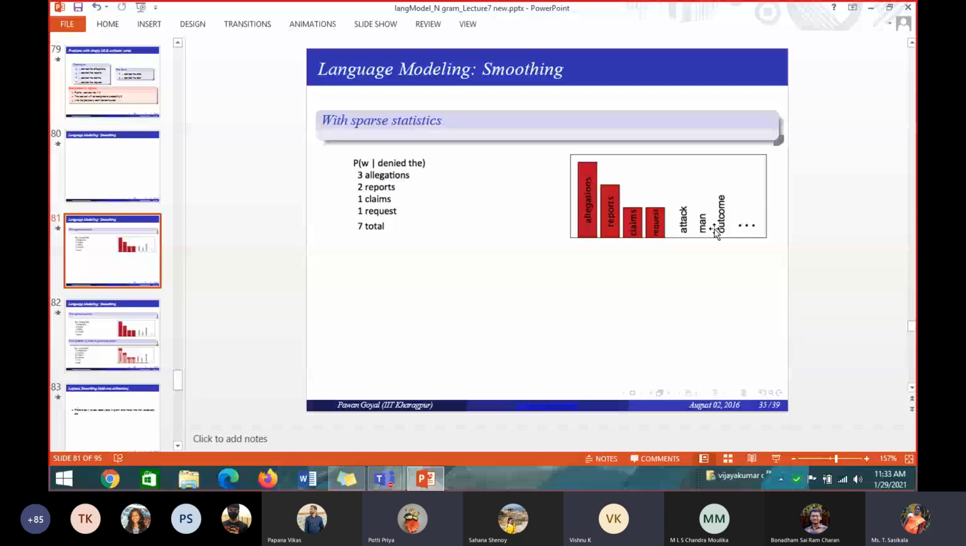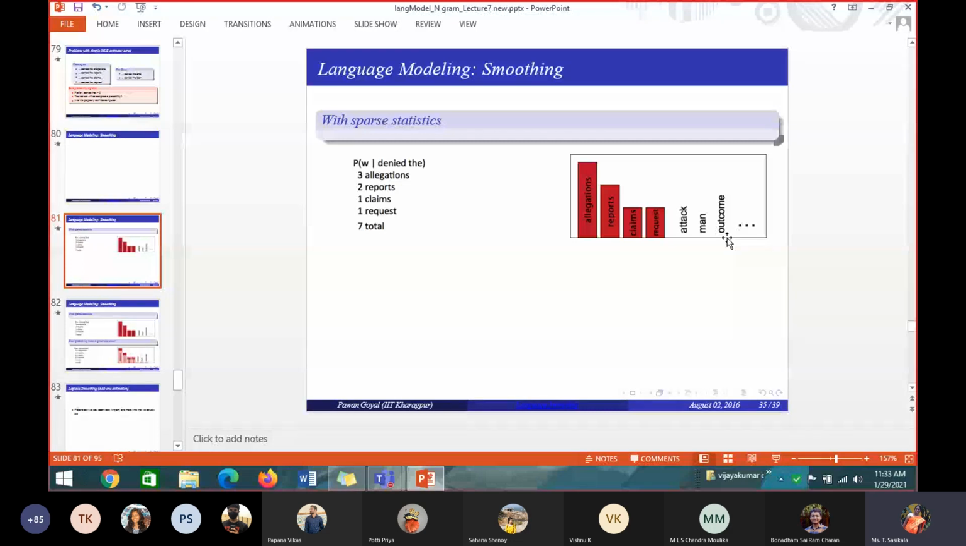Because this data is not available in the training data set, which is a problem. It's not seen in my training data at all. See, I have my test data. In that I have allegation 3 times, report 2 times, claims 1 time, request 1 time. But denied the attack, denied the man, denied the outcome are not there in my data set at all. So when I find the probability of attack given denied the, it is not seen in my training data, so it will give a probability of 0.